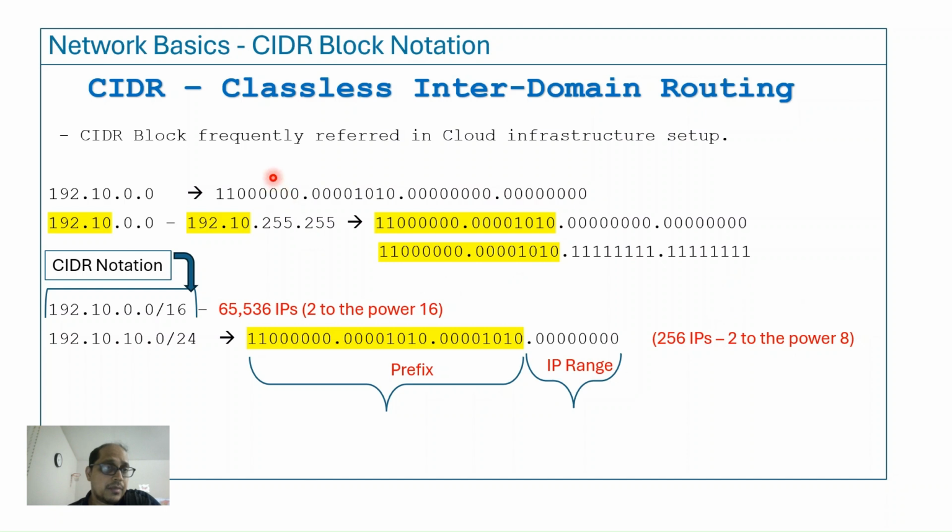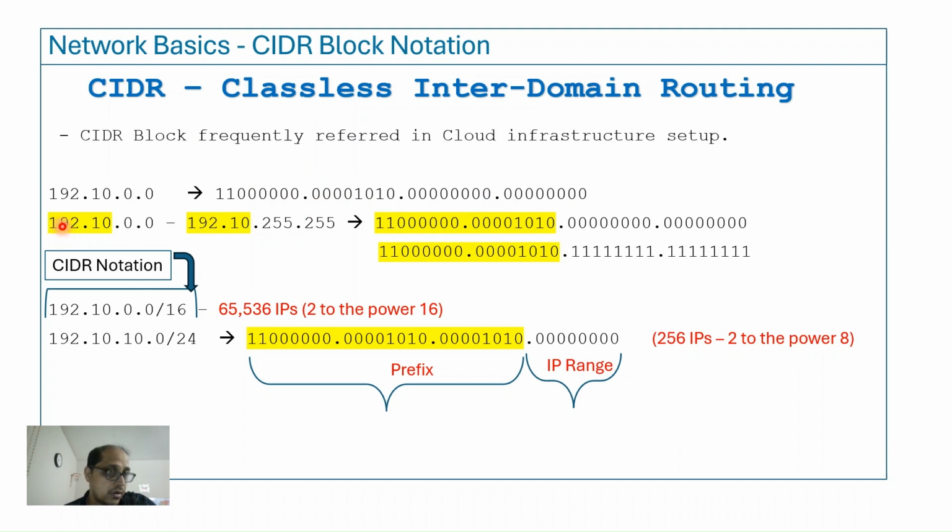So, for example, you have 192.10.0.0. This is one IP address, and if you convert that to binary bits, you'll get this series of zeros and ones. It has four sections separated by dots, so each has 8 bits. Each one is called an octet. There are four octets here.